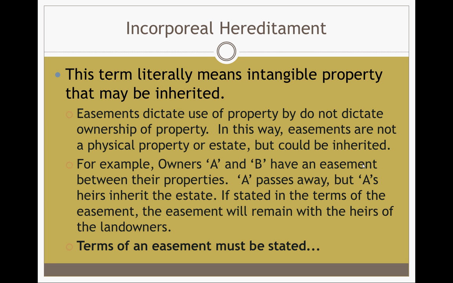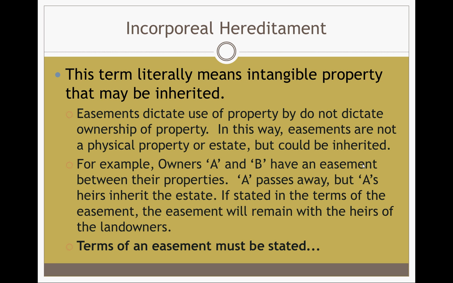So easements dictate the use but not ownership. In this way, easements are not physical property or estate, but could be inherited. So there is the possibility that they could be inherited and passed down from generation to generation. For example, owners A and B have an easement between their properties, which happens typically between two landowners. You may have an easement for ingress or egress, or an easement where we're just using this to get from one part of property to another, or an easement by prescription, or several different types of easements.